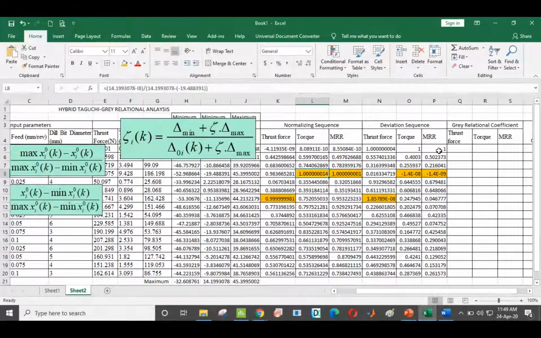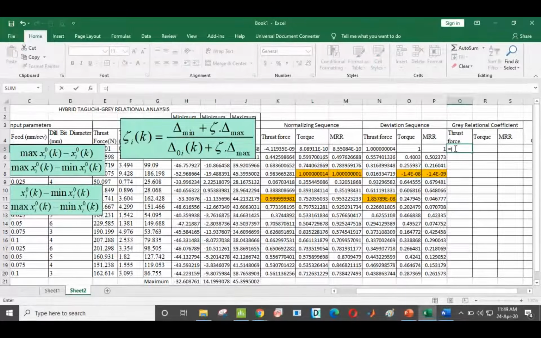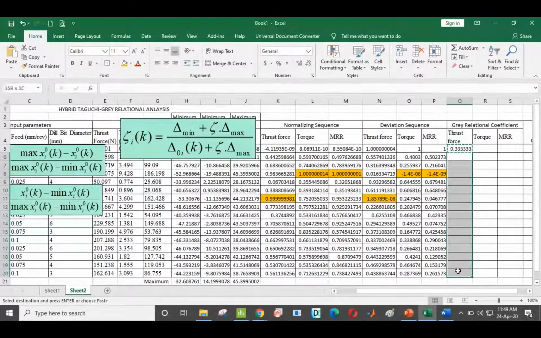Values of 1. That's for gray relation analysis, which is equal to the del min is 0 plus bracket 0.5 into del max of 1, divided by the individual value of thrust force. This is this plus 0.5 into 1, that is del max. Just enter, just copy this, just paste.